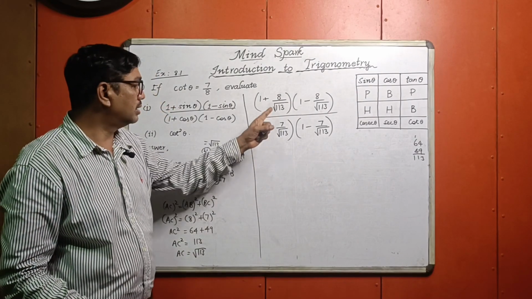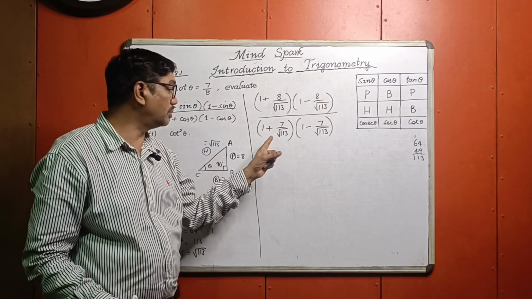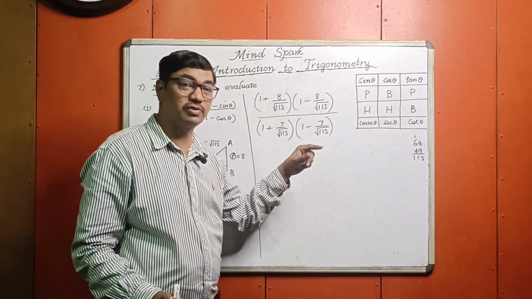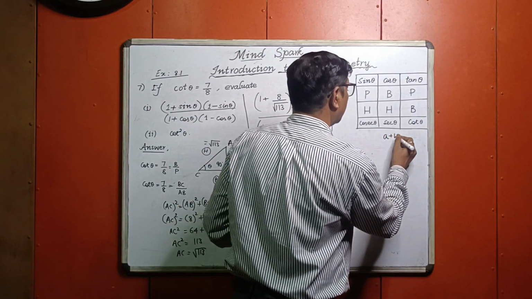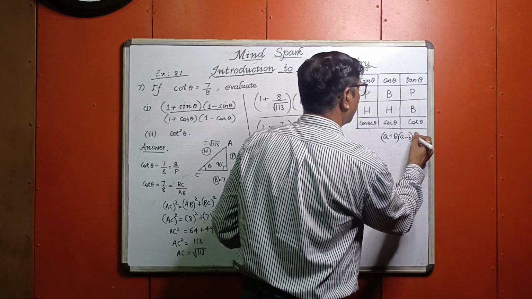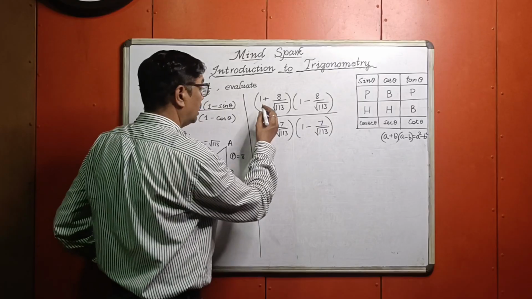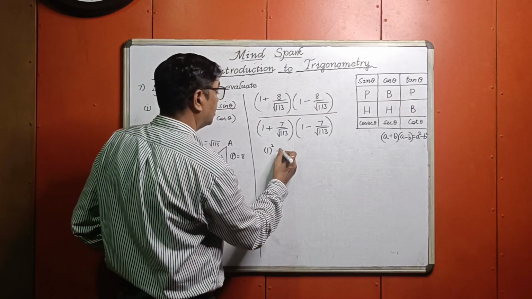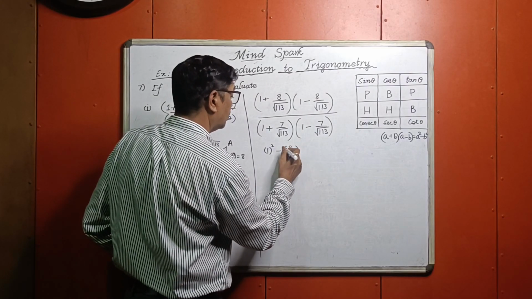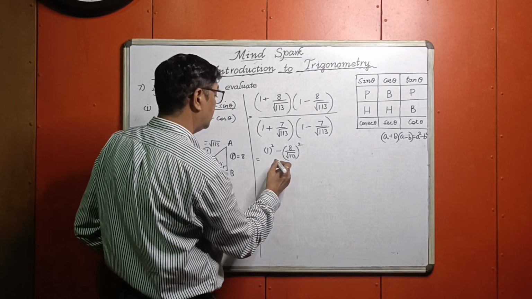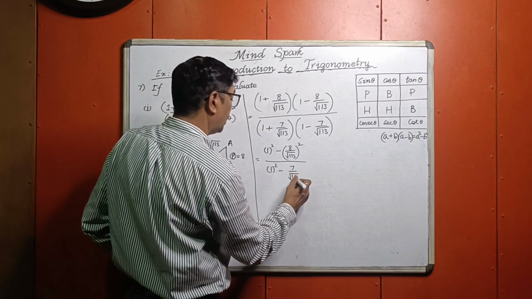Here you can observe that the numerator is in the form of (a plus b) into (a minus b), and the denominator is also (a plus b) into (a minus b). So what is the formula? (a plus b) into (a minus b) is equal to a square minus b square. So you can apply that formula there. A square is how much? 1 square minus (8 by root 113) the whole square, divided by 1 square minus (7 by root 113) the whole square.